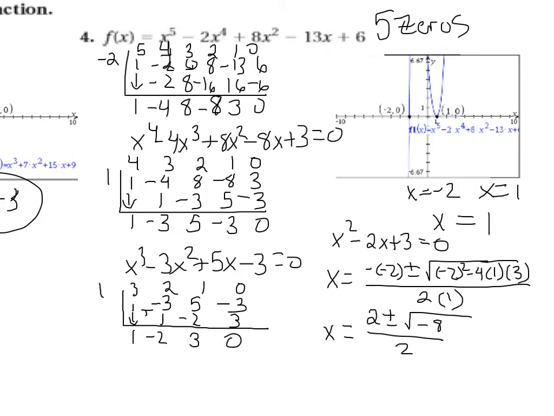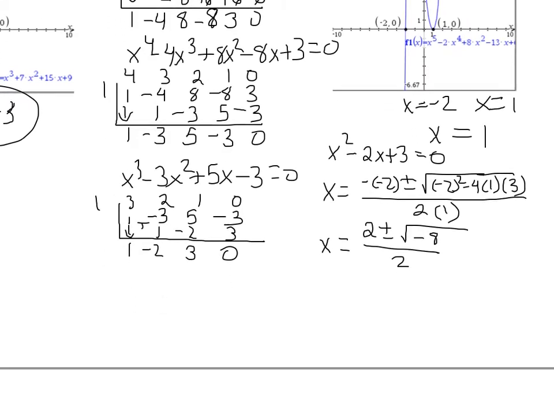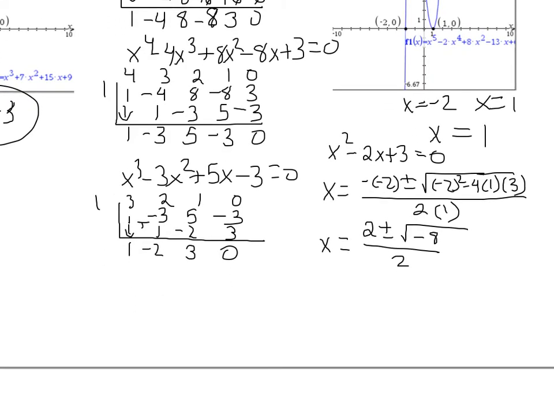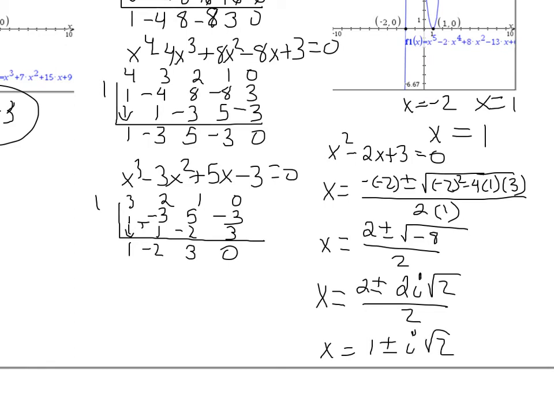Okay? And so what does that mean? Well, we got to finish it now. So let's finish simplifying this. Okay, so you get 2 plus or minus 2i square root 2, because remember, square root 8 can simplify to 2 square root 2 because it's square root 4 times square root 2. Okay? So then that would be x equals 1 plus or minus i times the square root of 2. So now look, we have these two, and then we also have x equals negative 2, 1, 1. And those three. There's the 5 zeros.